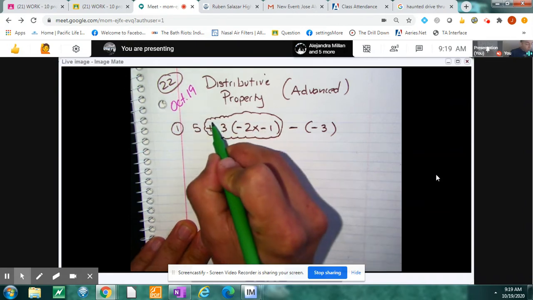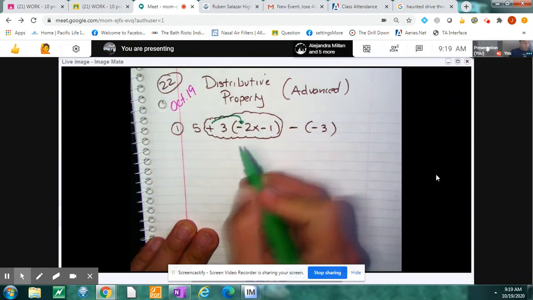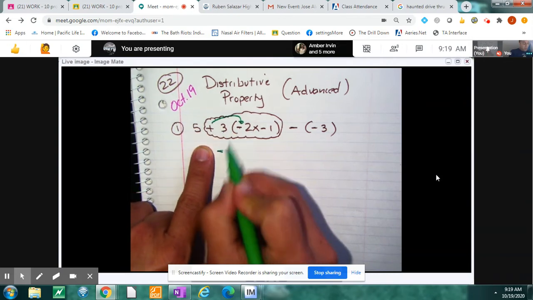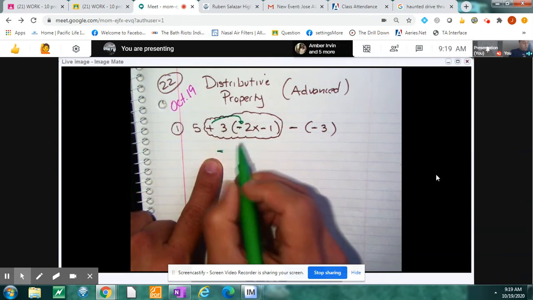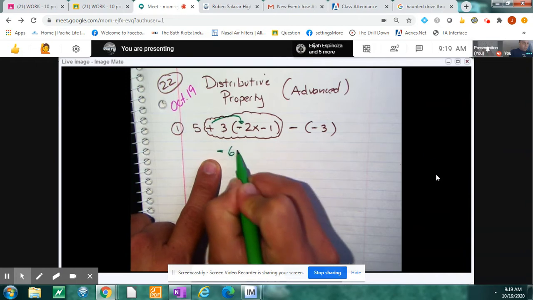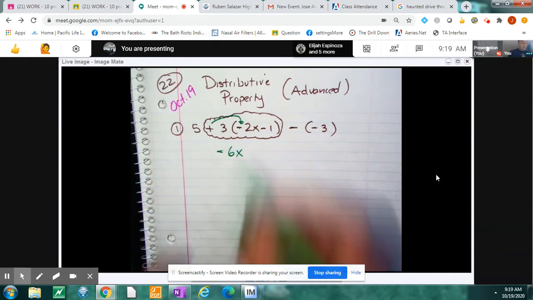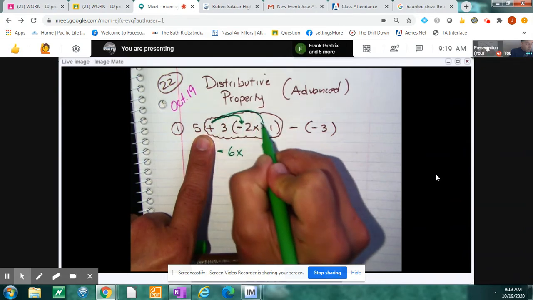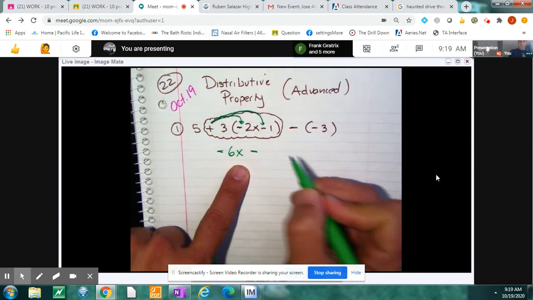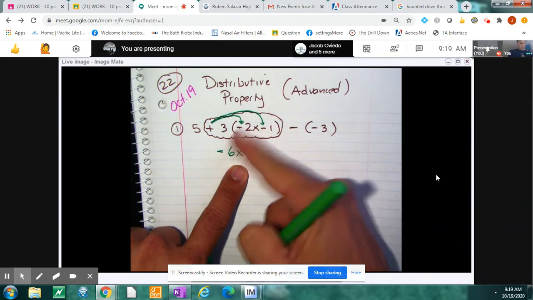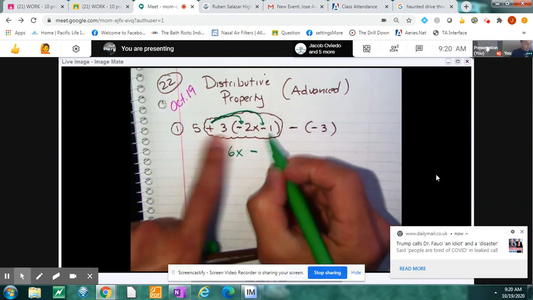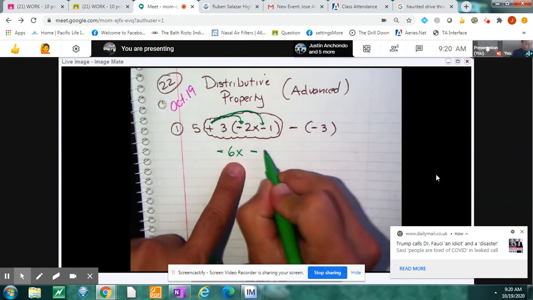So we're going to go ahead and do the arrows. Okay, the first one, which is positive times negative is negative. And then 3 times 2x is what? 6x. Okay, now I'm going to go ahead and do the next one. Positive times negative. Again, that's negative. See how it stays the same? The sign stays the same whenever you multiply with the positive. And then 3 times 1 is 3.